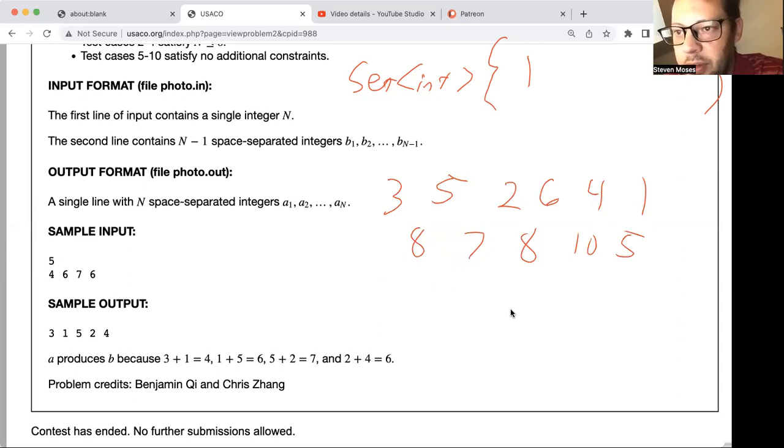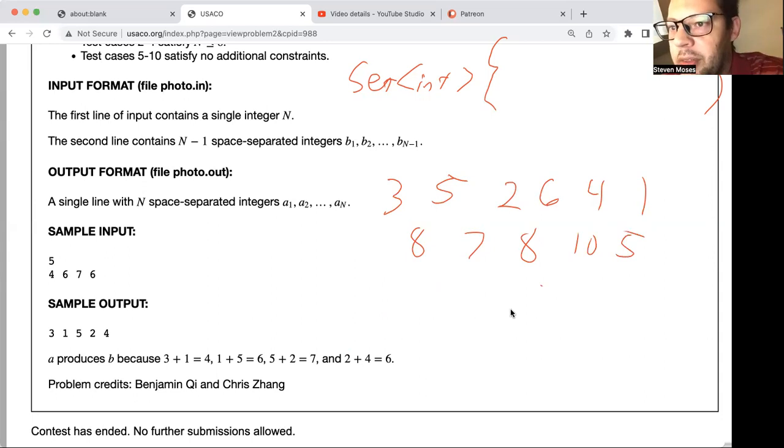Let's try 2. 2 and 8, this would be a 6. 6 and 7, this would be a 1. 1 and 8, this would have to be a 7. 7 and 10, this would have to be a 3. 3 and 5, I ran into 2 again. Okay, that's perfect. This is exactly what I need to do.